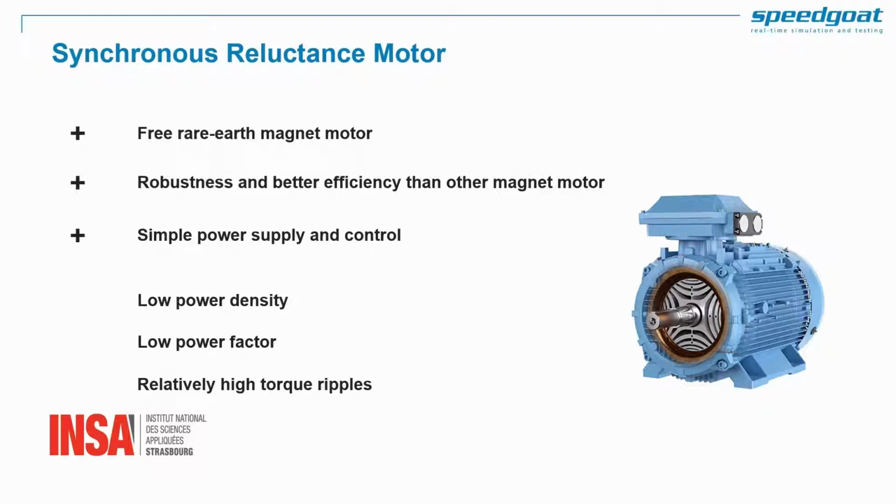This magnet-free and robust motor, however, suffers from two major drawbacks, which are relatively high torque ripple and significant acoustic noise. To overcome these disadvantages, the research team at INSA proposed the use of advanced control algorithms to present this motor as an alternative to other magnet motors. Let us look at how they went about designing the control algorithms.